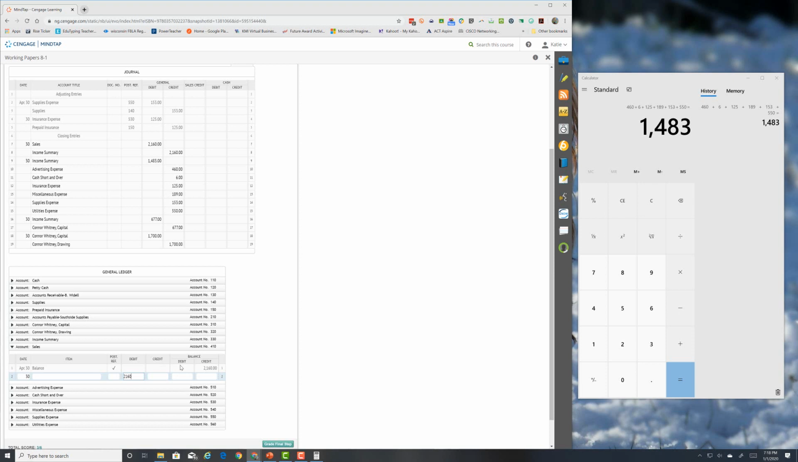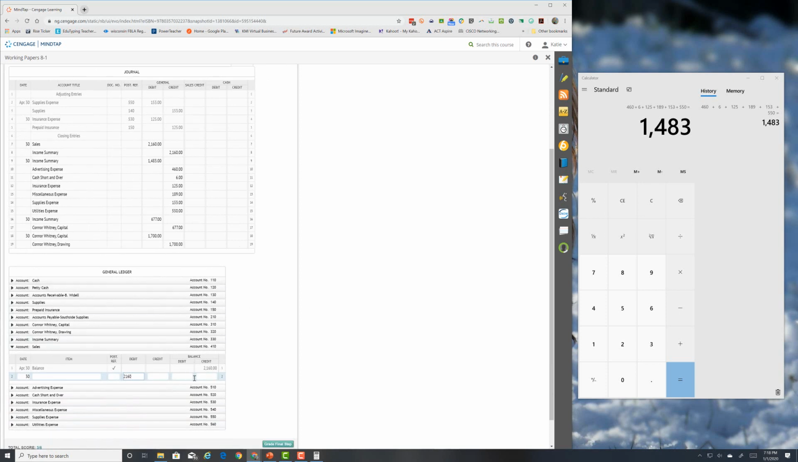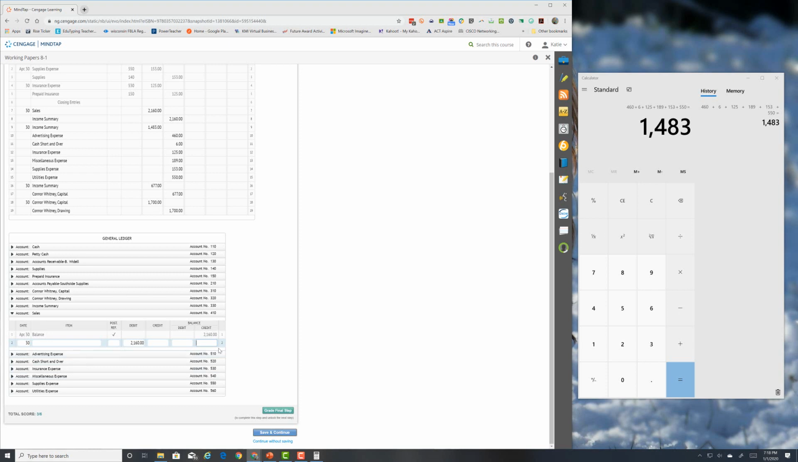It had a credit balance. It says in our directions to post the closing entries, the general ledger accounts do not show the details for the period. The balance shown in each account is after the balance of adjusting entries are posted. Okay, so we're going to put in a 0 here.